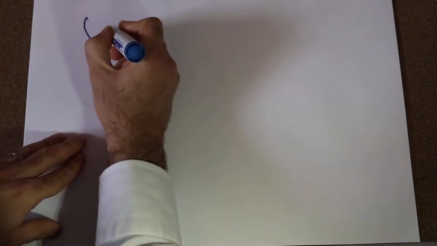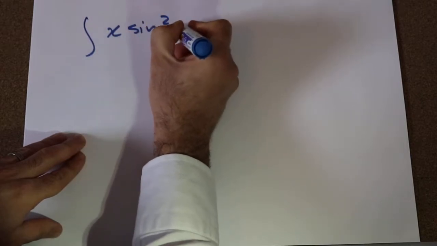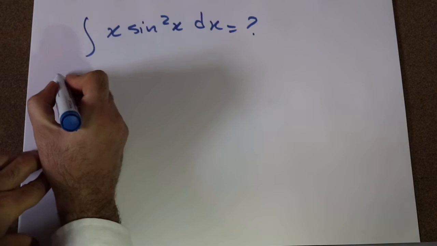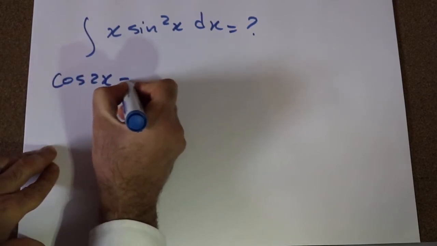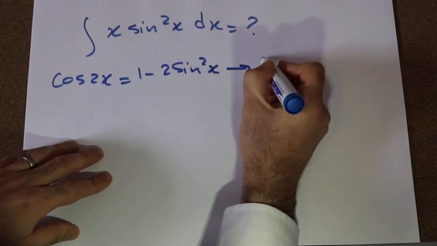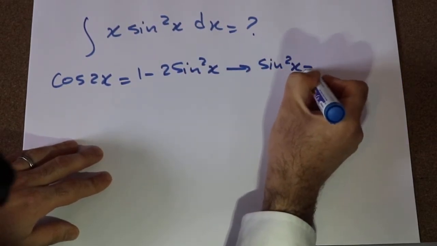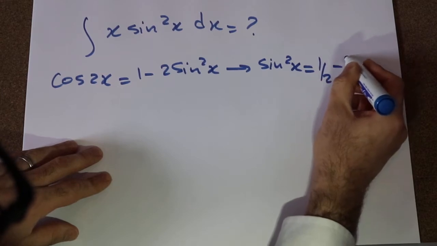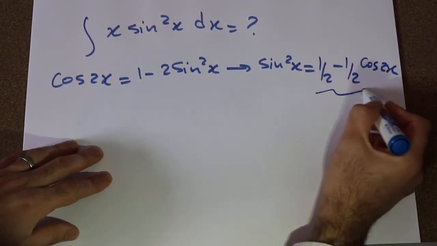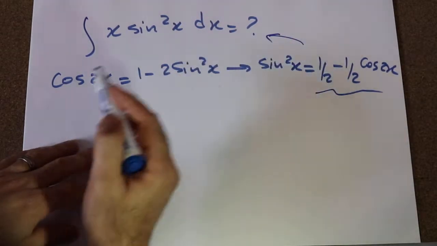Hi, I'm going to show you how to calculate the integral of x sine squared x dx. Okay, from trigonometry you know that cosine 2x is equal to 1 minus 2 sine squared x. Therefore sine squared x will be equal to 1 divided by 2 minus 1 divided by 2 cosine 2x. Okay, so now let's substitute this expression into this integral.